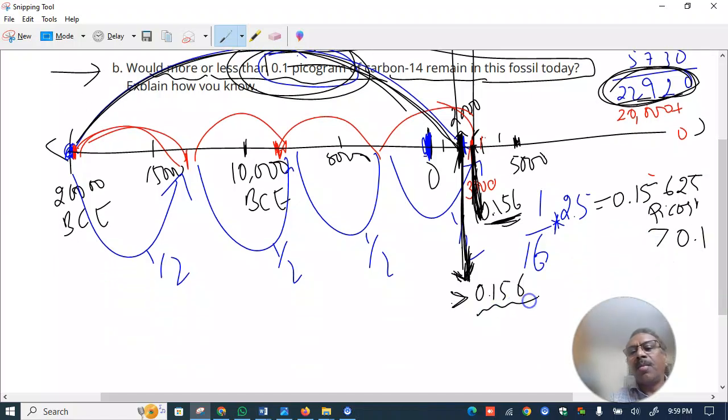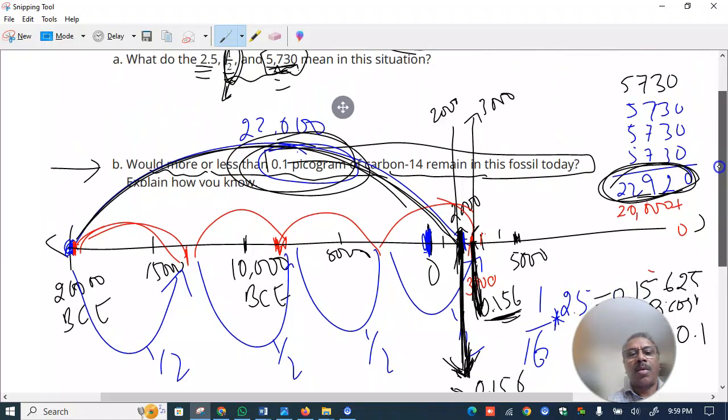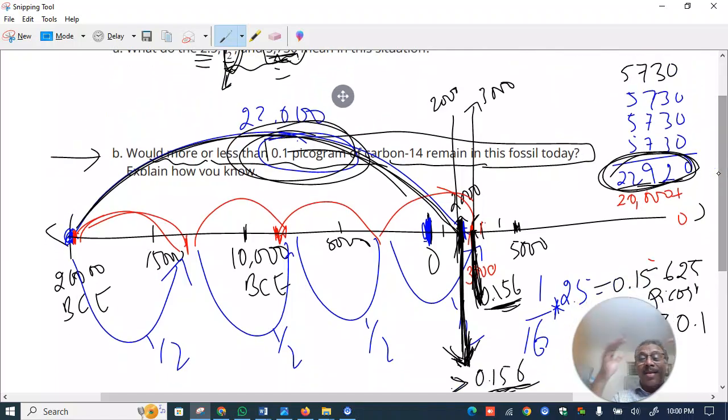Because this number is already greater. So 0.1, so this piece will be 0.156 itself is greater than 0.1. So in 2000 right now, it will be 100% greater than 0.1. So I hope that helps, because it's very nice to understand how the timeline works. I hope you get a whole idea of the picture to see what's going on.